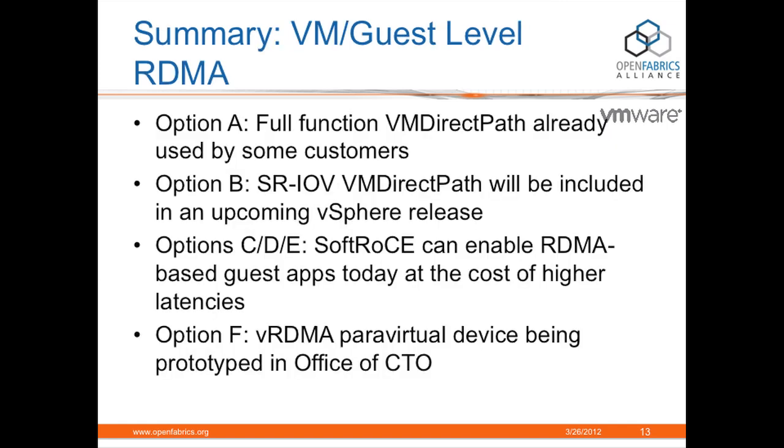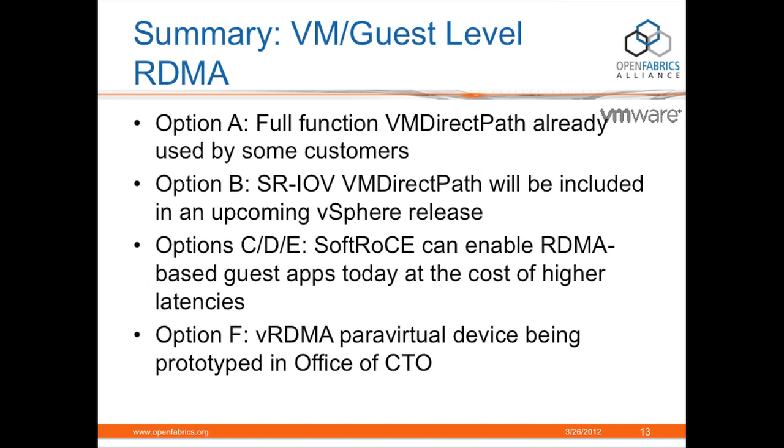So here's a summary of where we stand with virtual machine and guest level RDMA. Option A is already being used by some of our customers, full function pass-through. Option B, which is SR-IOV, will be offered in an upcoming release of our product. Options C, D, and E are SoftROCE in the guest, which can already be done in the vSphere 5.0 shipping version of the product, but it costs you in latency. On the flip side, it preserves all your value-add features of virtualization. Option F is what we would really like to get to, and we are currently prototyping that in the office of the CTO.